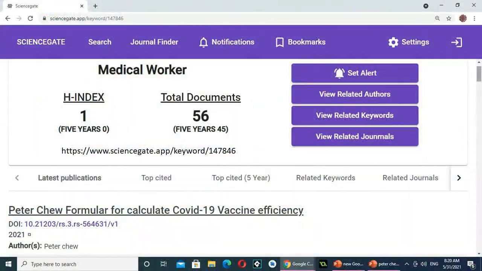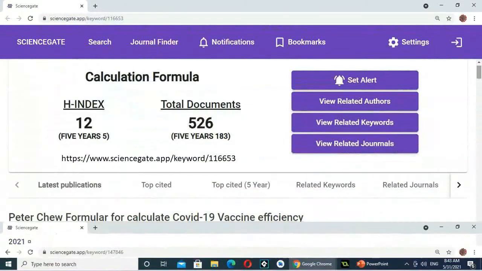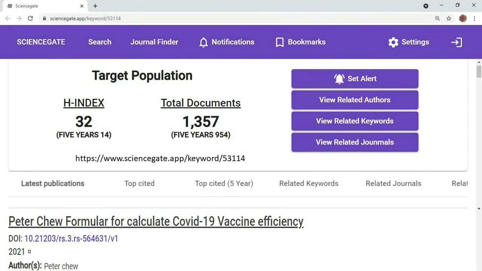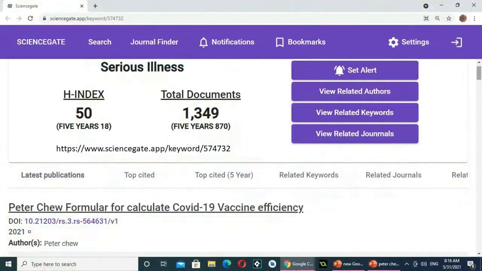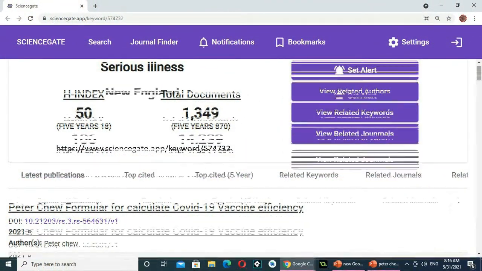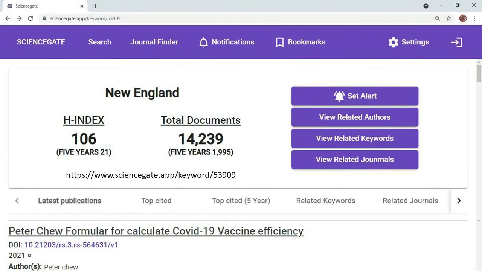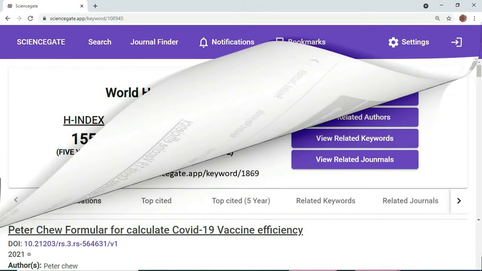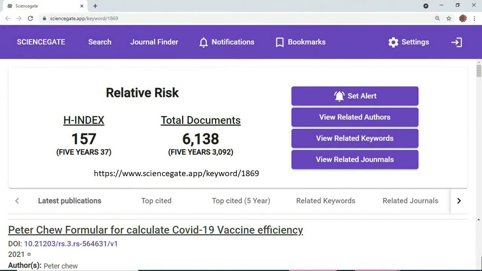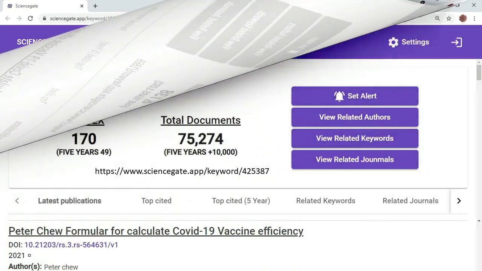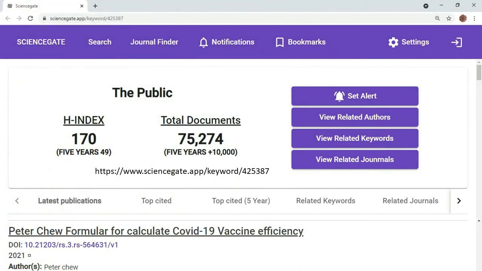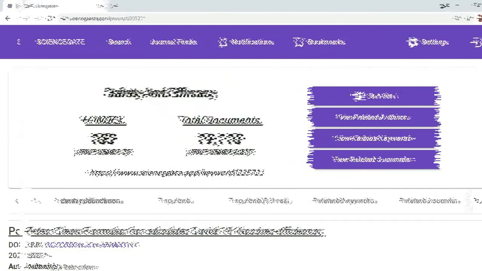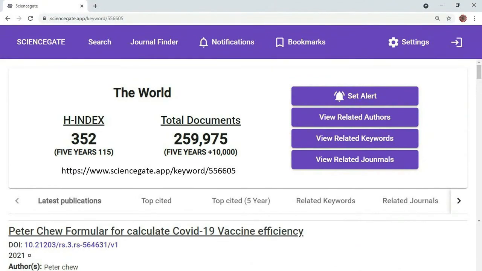Medical worker H, Index 1. Calculation formula H, Index 12. Target population age index 32. Serious illness age index 50. New England age index 106. World Health age index 155. Relative risk age index 157. The public age index 170. Safety and efficacy age index 182. The world age index 352.